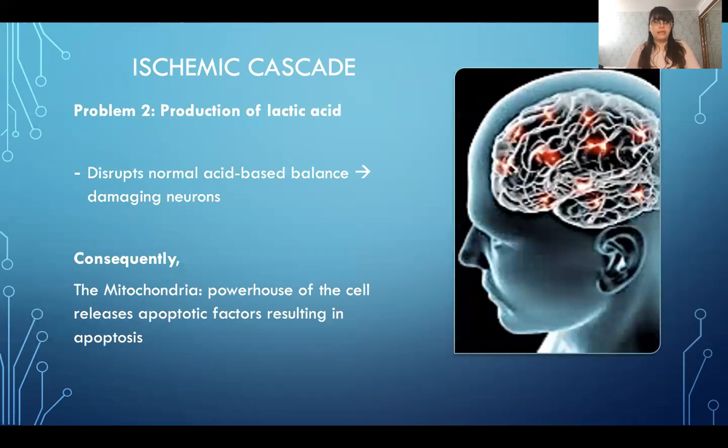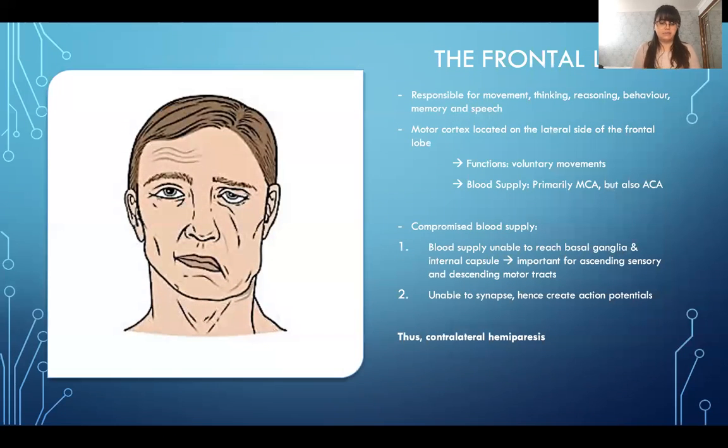The second problem is the production of lactic acid. This disrupts normal acid-base balance, which is damaging to neurons. Consequently, the mitochondria release apoptotic factors, which results in cell apoptosis. Now that that's clear, Mr. Marks displayed severe right side weakness and right side facial droop.